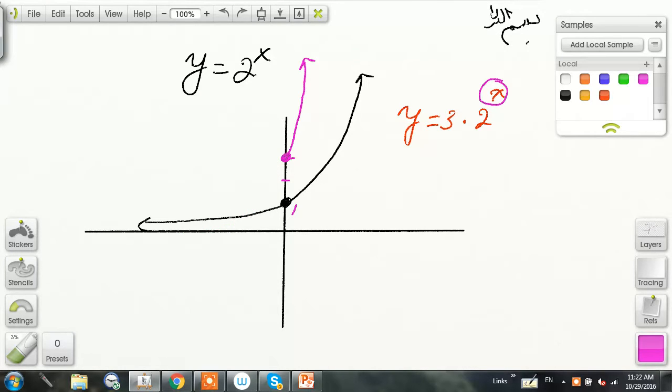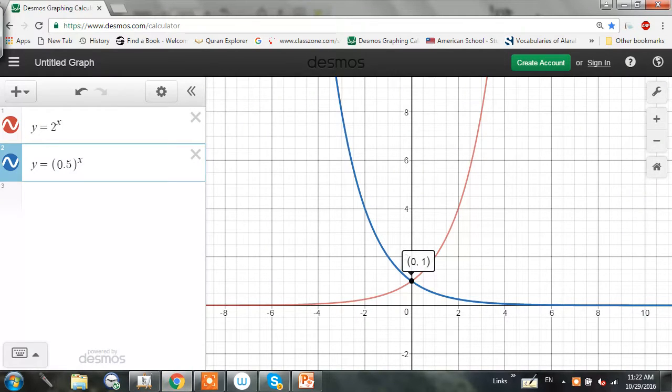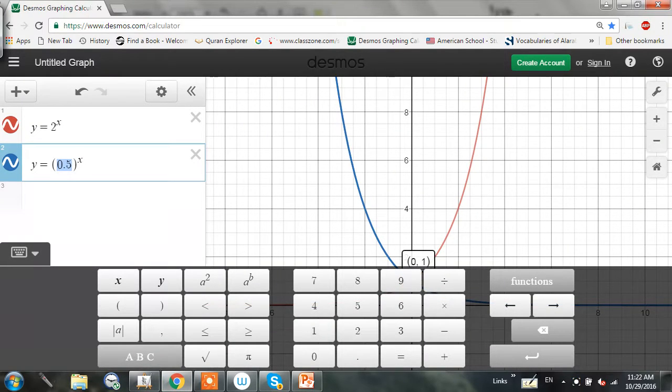I didn't quite do that right. It's more like that. That's what I'm saying. Like this. You follow? Okay. Does that make sense? Okay. Let's see how it looks over here. Let's put 2 to the x over there, and let's put 3 times that. Now look.